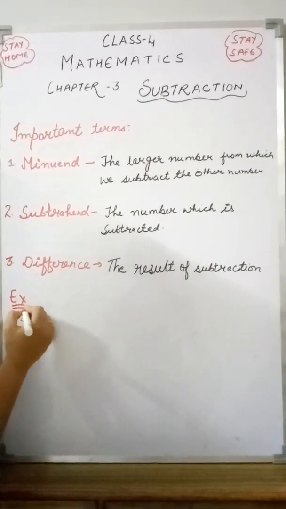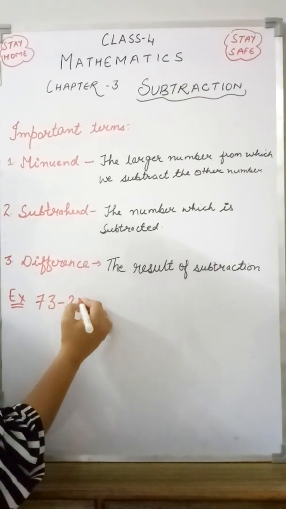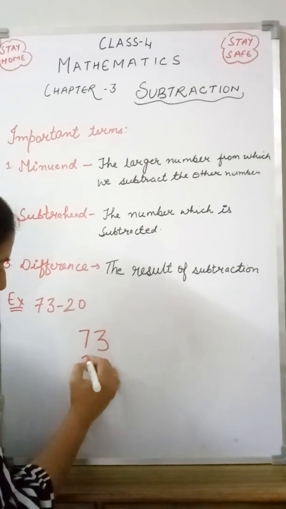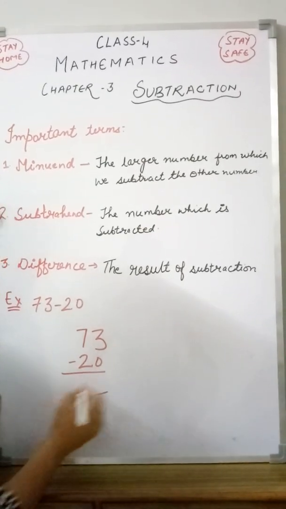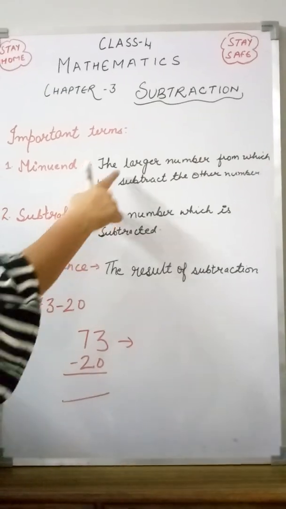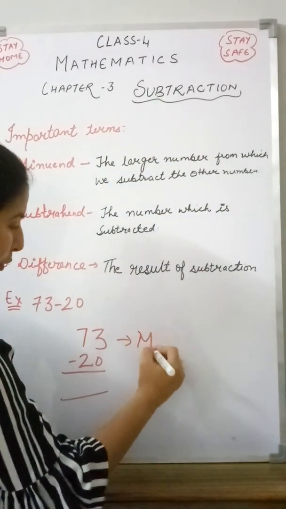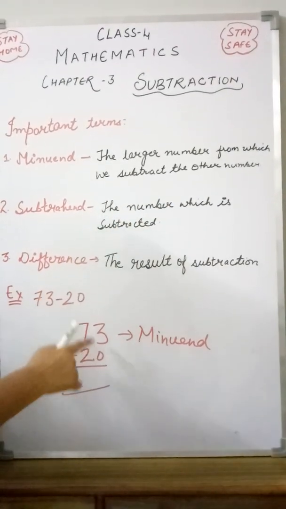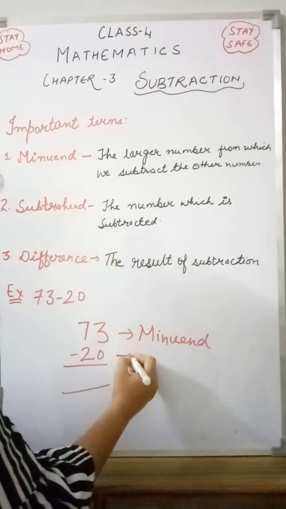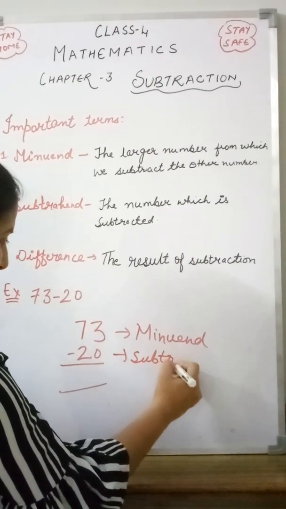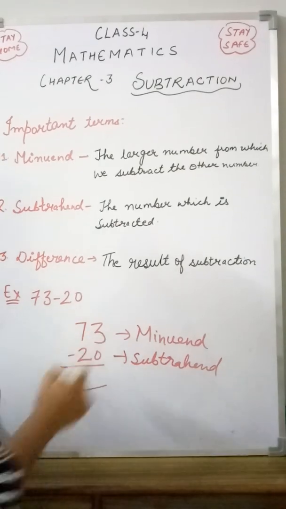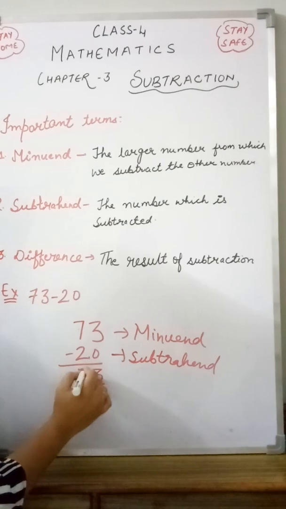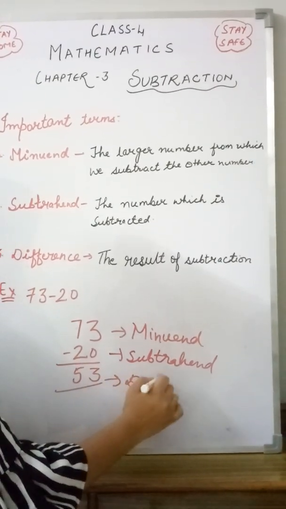Let's take one example. Your number is 73 minus 20, right? So here let me write these numbers in columns. The bigger number, the larger number, is called a minuend, right? The number which is subtracted, 20 is subtracted from 73, so it becomes a subtrahend. And let me find out the difference. 3 minus 0 is 3, 7 minus 2 is 5. So this 53 is called the difference.